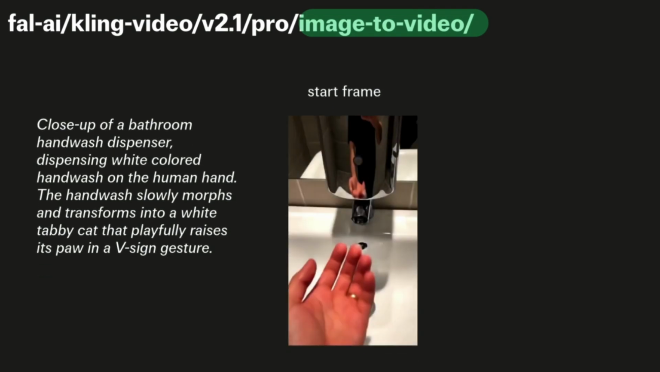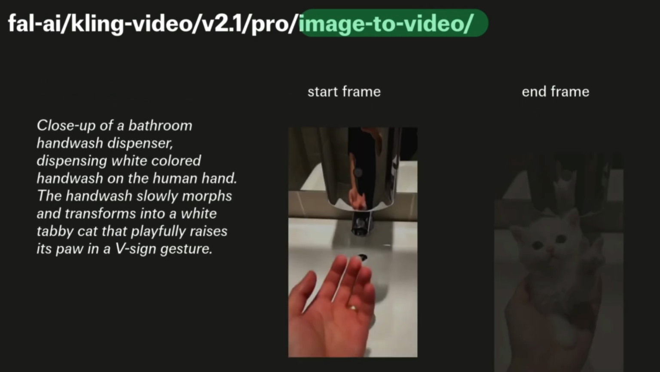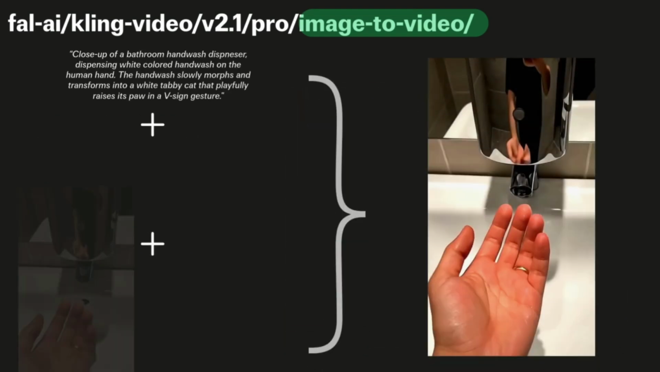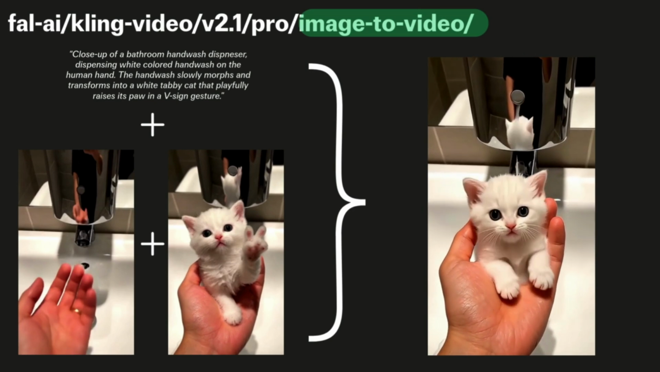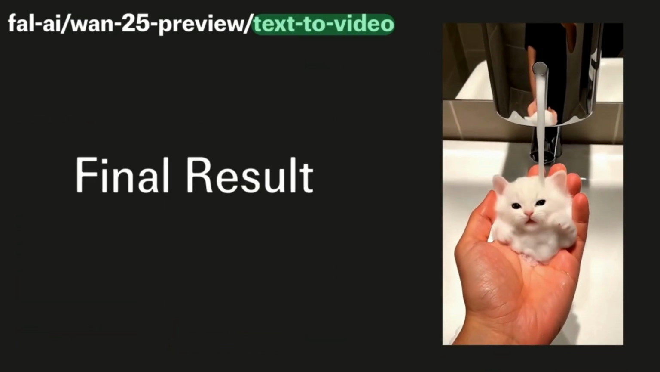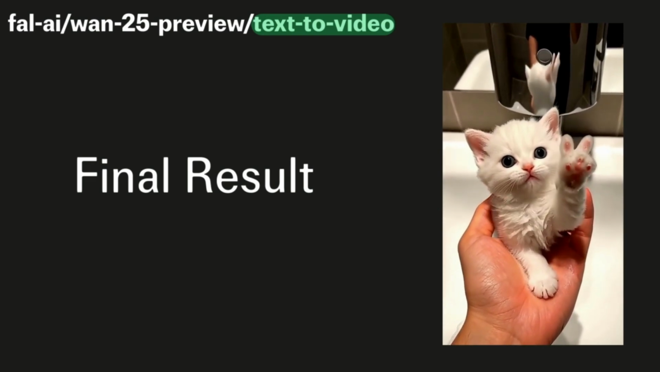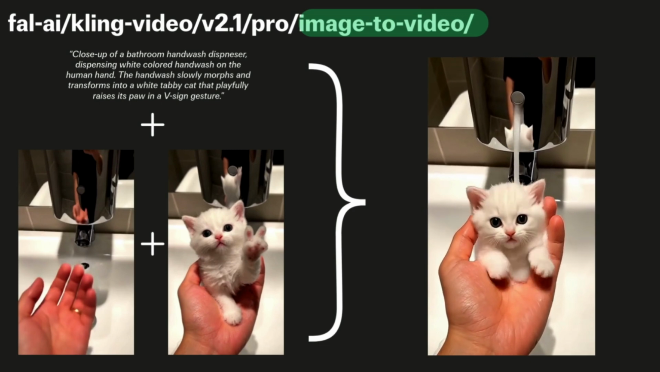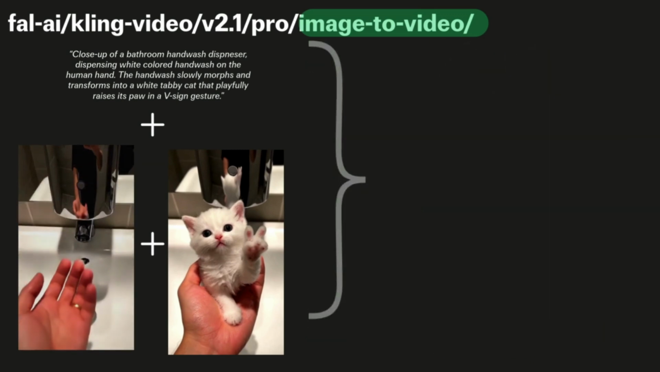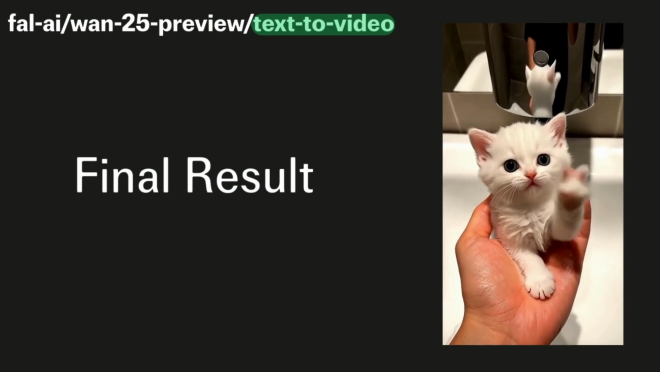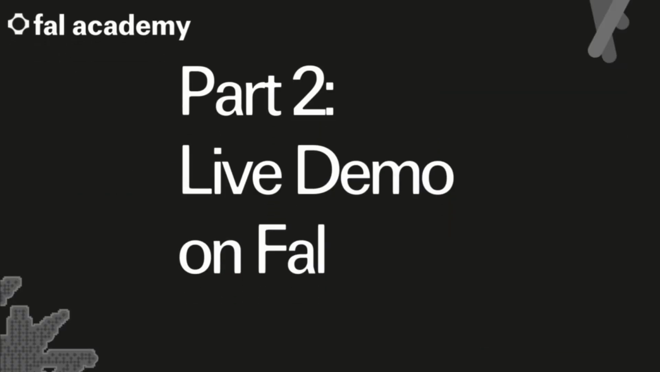To achieve the viral effect, the cat dispenser, we need a start frame and an end frame. So the video is going to slowly transition from the start frame to the end frame, strongly guided by the prompt we have given. If you do not already have the start frame and the end frame, then you can use something like Nano Banana or Seedream to generate the start frame and end frame and then use that in this workflow. As you can see here, the final output is a very smooth transition between the start frame and the end frame, where the dripping hand wash is slowly transforming into this cute little kitten that shows the V sign. Now let's learn how to do the exact same thing on the FAL user interface.